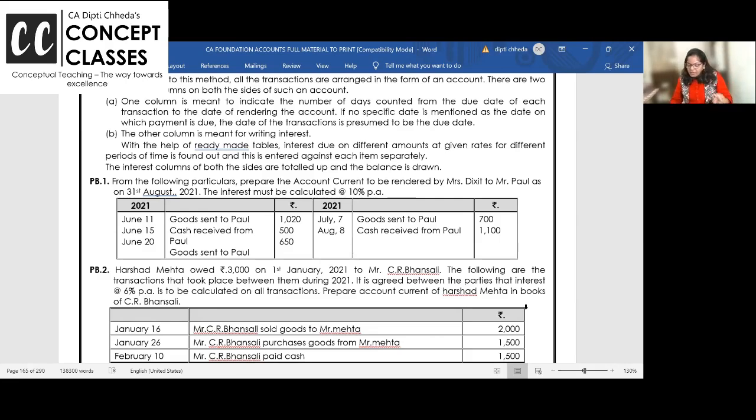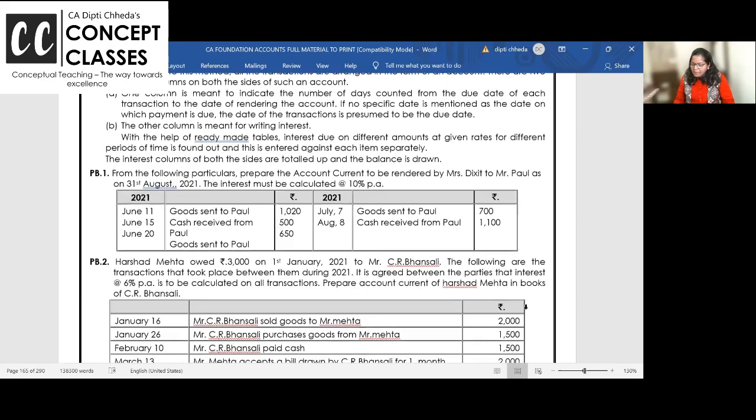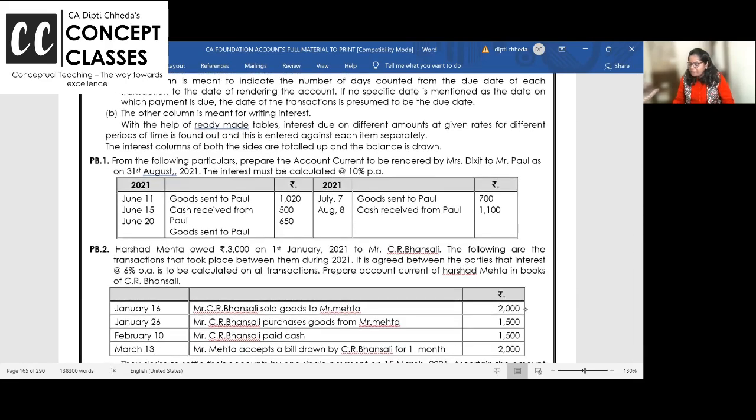From the following particulars, prepare the account current to be rendered by Mrs. Dikshit to Mr. Paul as on 31st August. Interest is calculated at 10%. So we have to prepare the account current by Mrs. Dikshit to Mr. Paul. So how will Mrs. Dikshit prepare it in her books? Mr. Paul in account current with Mrs. Dikshit. Clear to all of you?